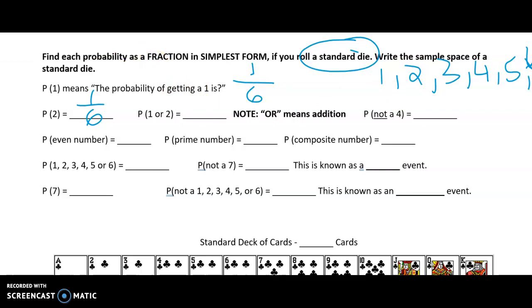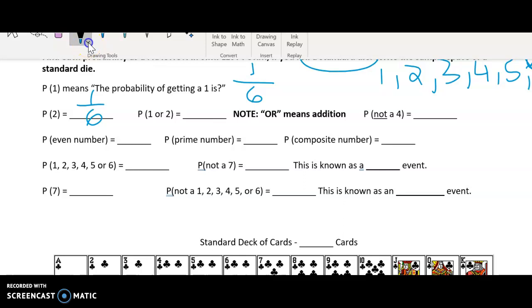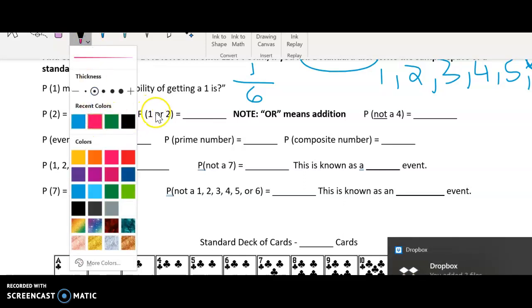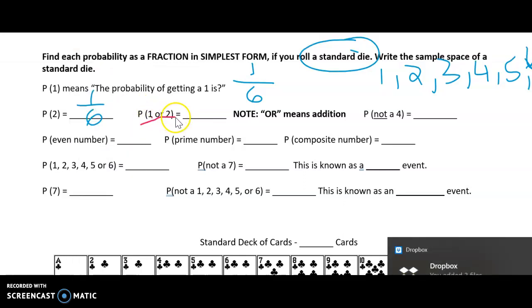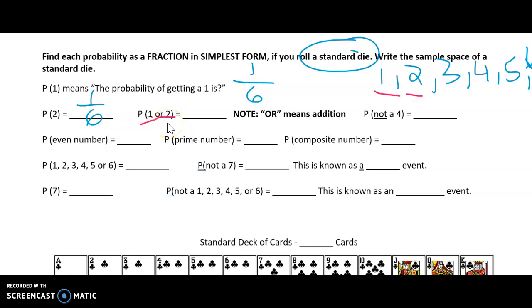Now I'm going to do the probability of a 1 or a 2. There's a 1, there's a 2. That means 2 out of 6, which is 1/3 in simplest form. So, or means add. So a 1 would be 1/6. A 2 would be 1/6, which is 2/6. Or you can just underline them all.